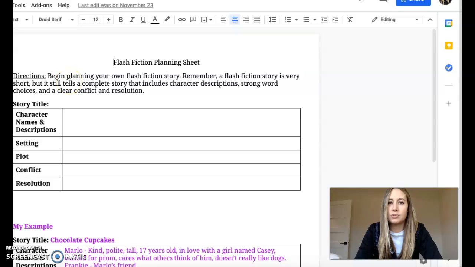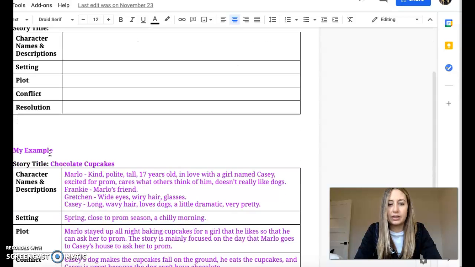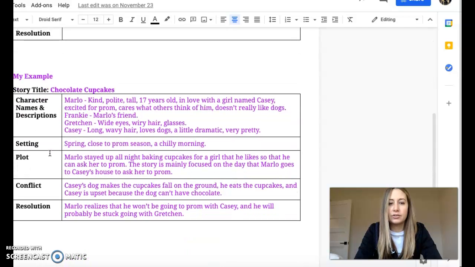Really put some thought into what you want your story to be about, what is going to be the main conflict, and how is it going to get resolved. Where are you going to find your character names? Do you want to name them after people you know, names that you like? Really put some thought into planning this. My example is down here, so feel free to look through my example if you want to.